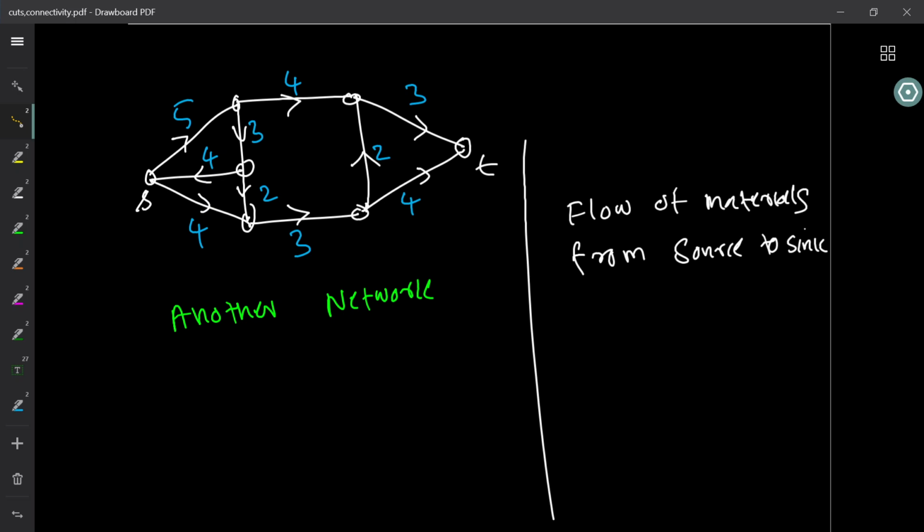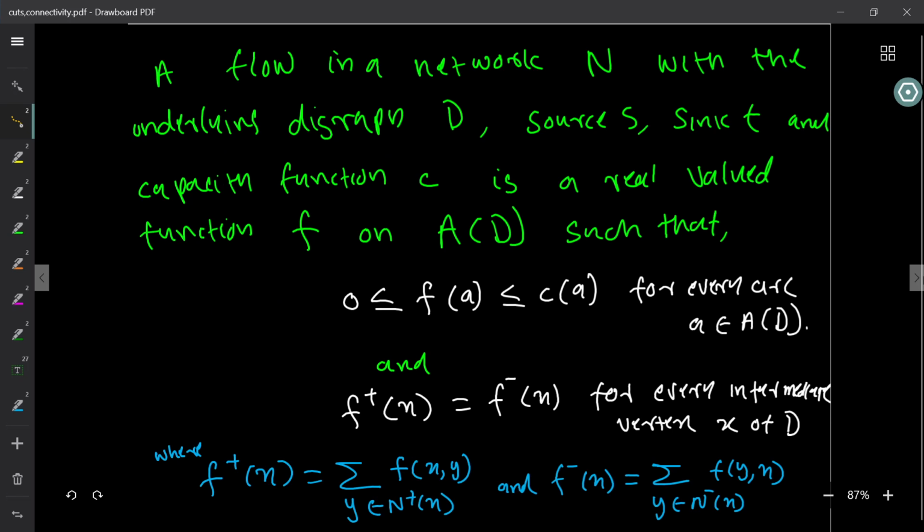So such an assignment to the edges is called a flow. A flow in a network, with underlying digraph D, source S, sink T, and capacity function C, is a real valued function f on the arcs of D, such that 0 ≤ f(a) ≤ c(a), that is, the capacity of the arc is an upper bound for every arc a of D, and f⁺(x) is equal to f⁻(x) for every intermediate vertex x of D.